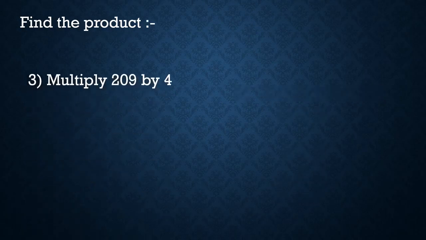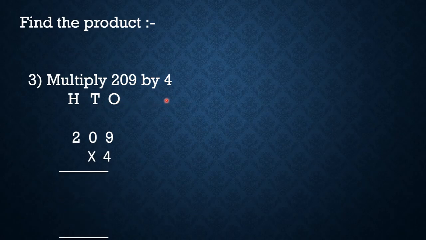Now beta, in question number 3 it is given multiply 209 by 4. So here 209 is the multiplicand and 4 is the multiplier. So first of all we will write 3 places, ones, tens and hundreds. Then 209 and then 4. Now we will start from our ones place.